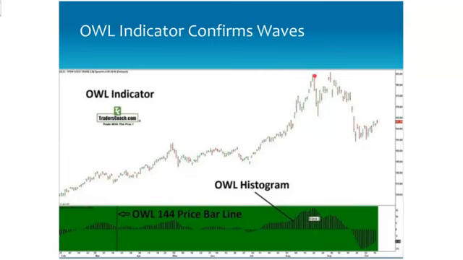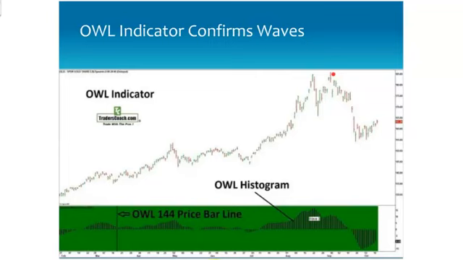So that makes sense. Then we had a major pullback here. Now, without the OWL, you would be confused at this point whether you are entering a major wave four or just one of those small waves inside a wave. The OWL remained positive during that entire pullback. That indicates it's a wave four inside a wave three. So wave three actually didn't end until it made one more high here over on this price bar. That's a big, important step in taking a lot of the subjectivity out of the count.